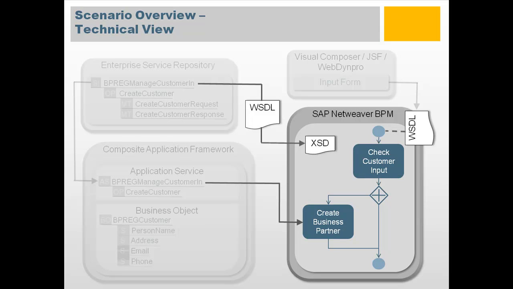This process will have a human activity and an automated activity. For the human activity, we will use a Web Dynpro component, and for the automated activity, we will use our web service published in the Service Registry. To complete the process context, we will also make use of our service definition in the Enterprise Services Repository.